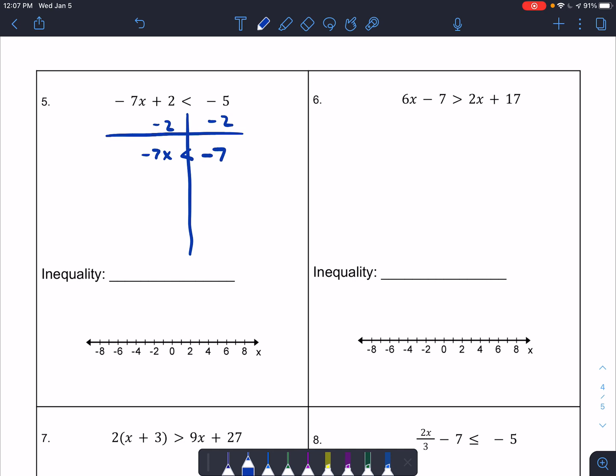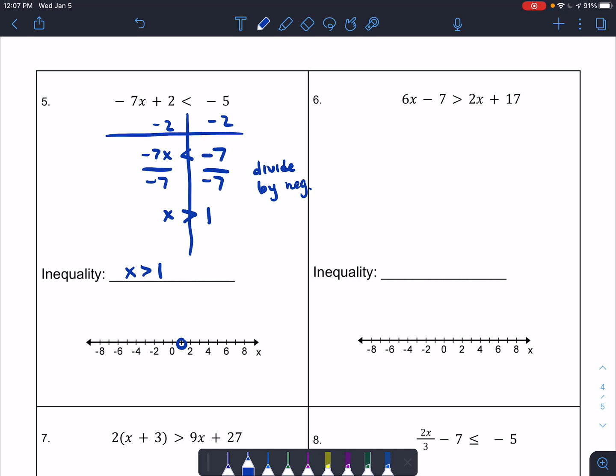Well, to get rid of the -7, I must divide by -7. And we know what? We divided by a negative. Whenever we divide by a negative, I know that I am going to have to flip my inequality, okay? So, yes, I'm left with x, the -7's cancel. Oh, -7 divided by -7 is a 1. So the only real thing we have to worry about here is that we make sure we flip our inequality because we divided by a negative. So x is greater than 1.